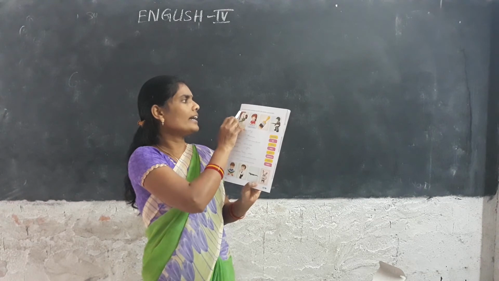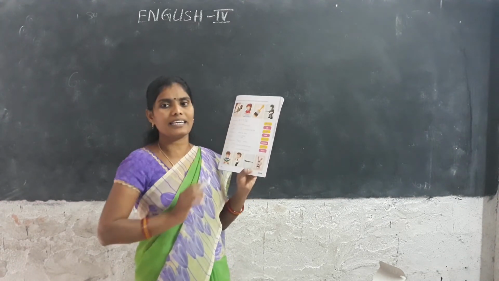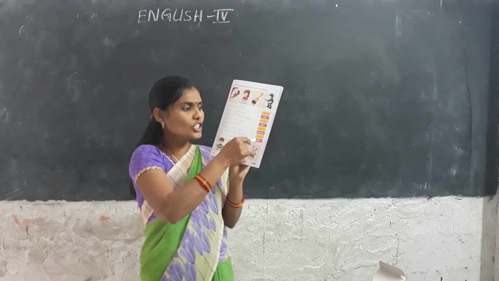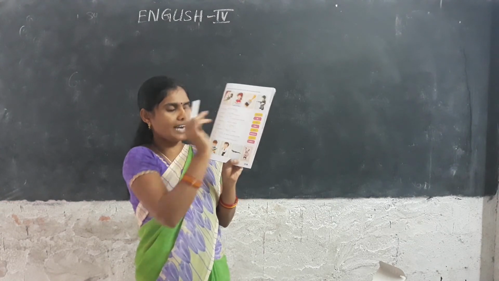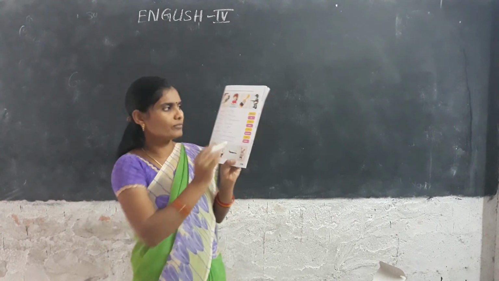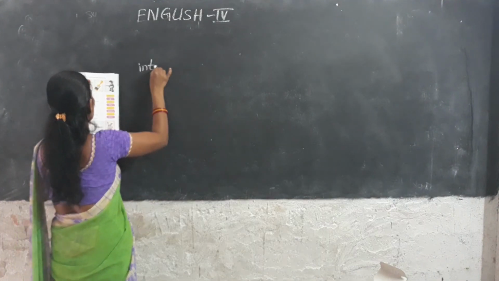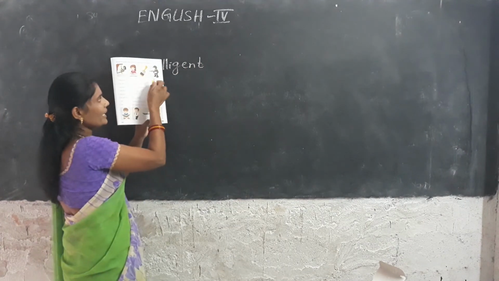Here, decode the jumbled adjectives and fill in the blanks appropriately. Here, the adjectives are jumbled. I will give the correct word. Here, this is intelligent. Write down. First one is intelligent. Right here only.